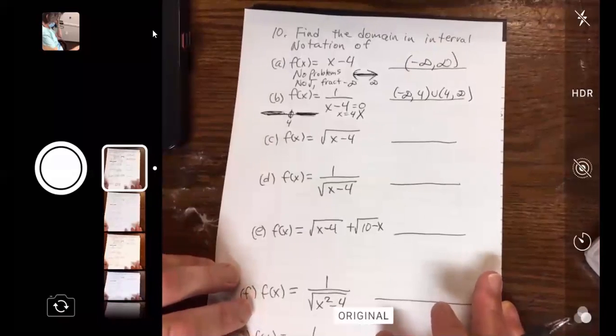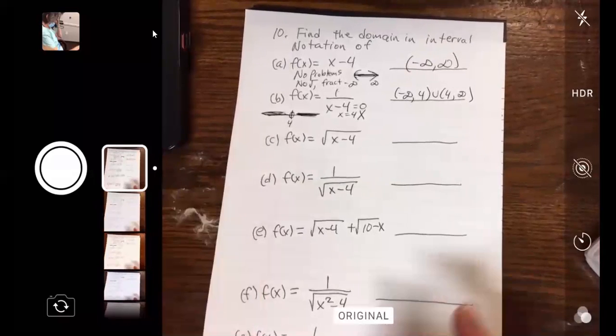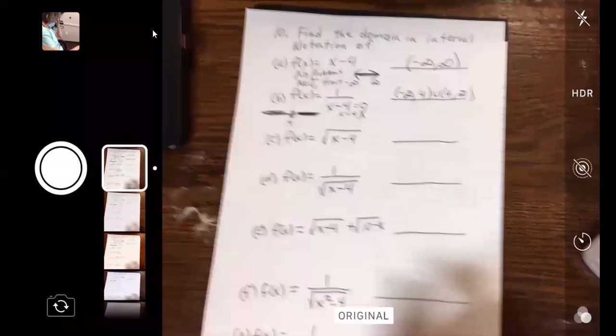Because it's a fraction, it breaks it up at the 4. You understand why? If it was any other number, like 8, then it would be negative infinity to 8 and 8 to infinity. You would have busted it up at 8. Okay.